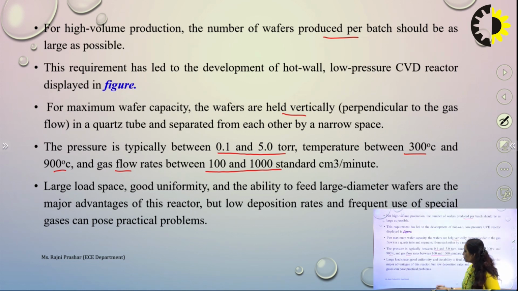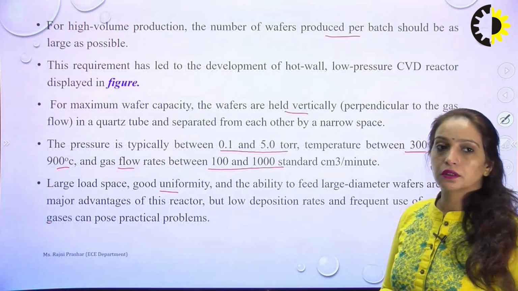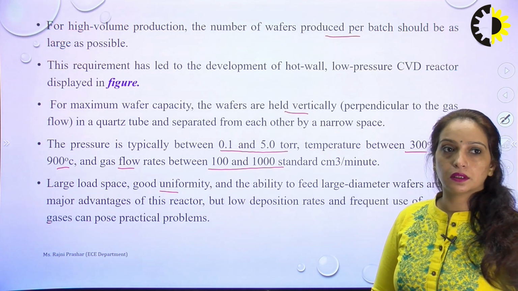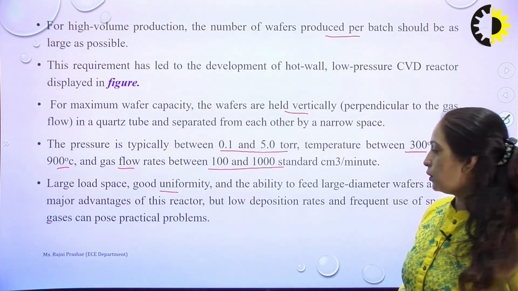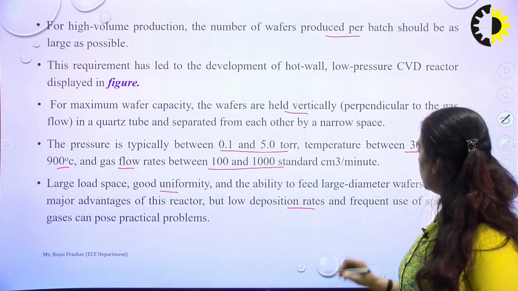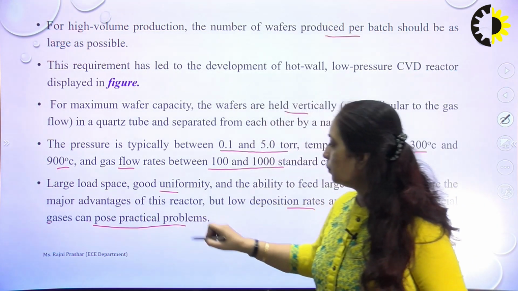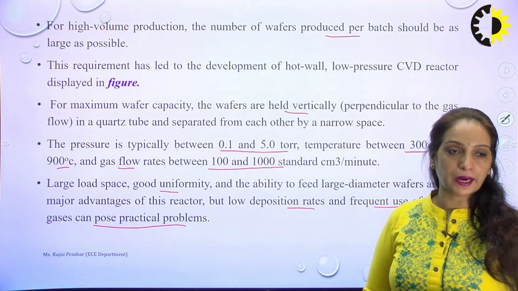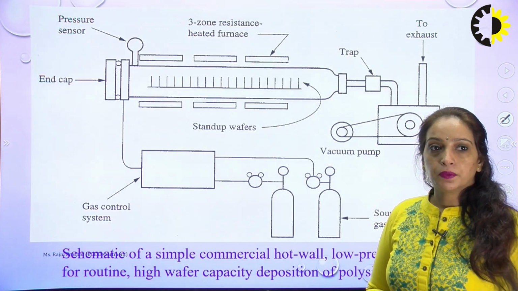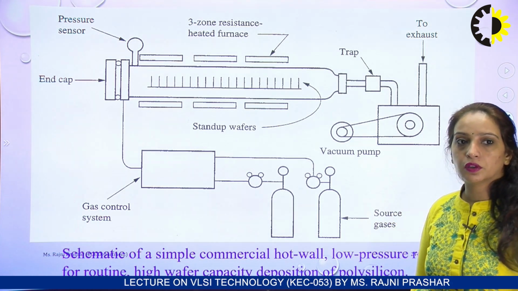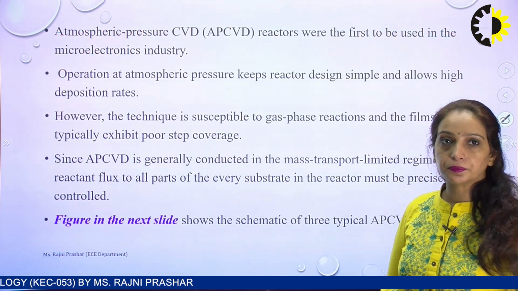A large load space, good uniformity, and the ability to feed large diameter wafers are the major advantages of this type of reactor. The drawback is that the deposition rate will be low. It frequently uses some gases which can cause practical problems. So this is the commercial hot wall, low pressure reactor, which is used for the deposition of polysilicon.